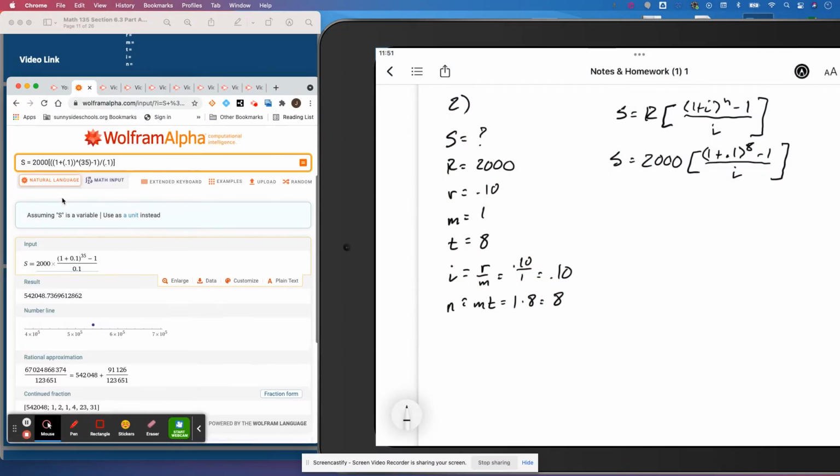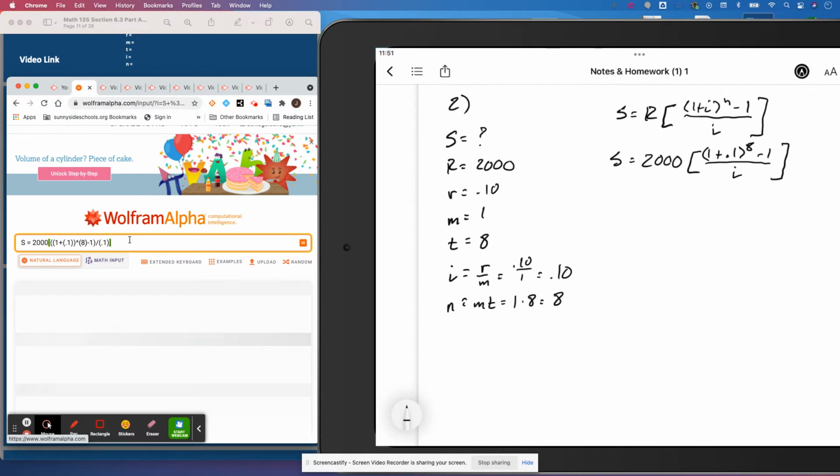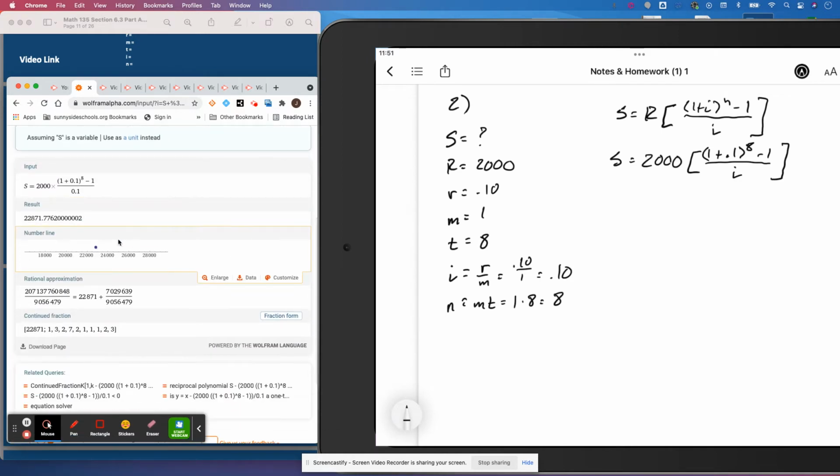So I'm just going to use the same one that I already had in here from the other twin, and all I need to do is change that 35 to an 8 because this twin only did it for 8 years. And so this twin right here only has a whopping $22,871.78.